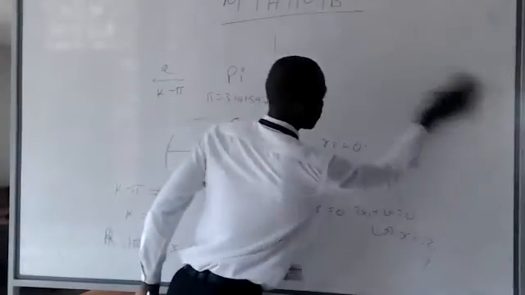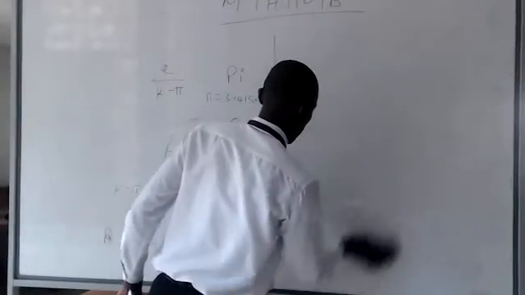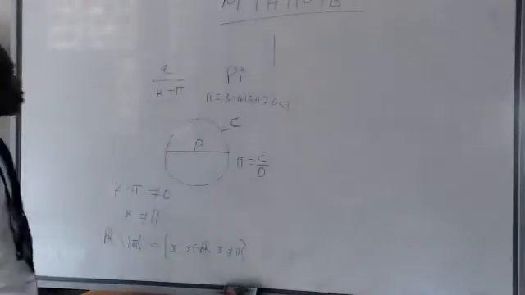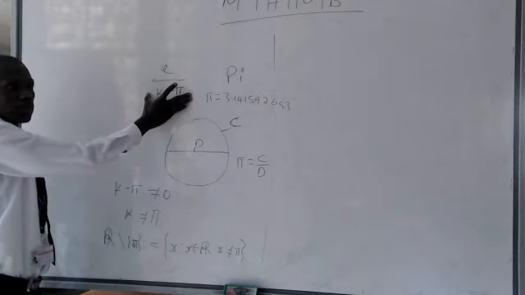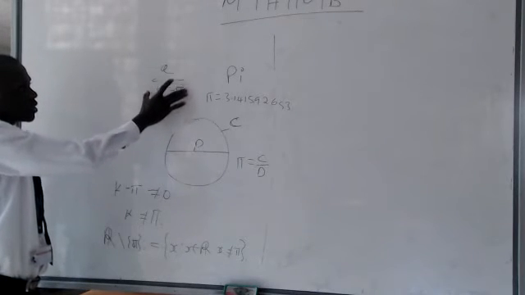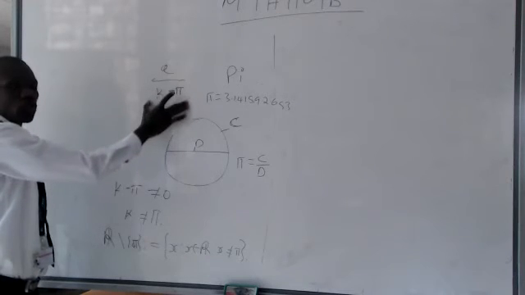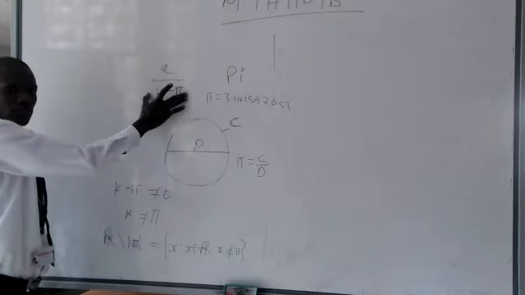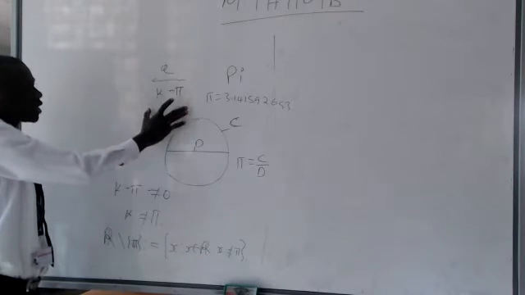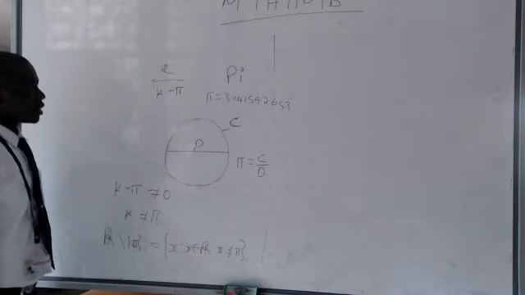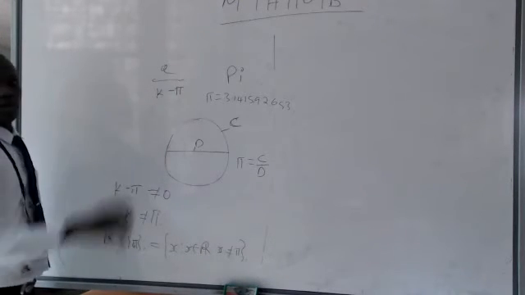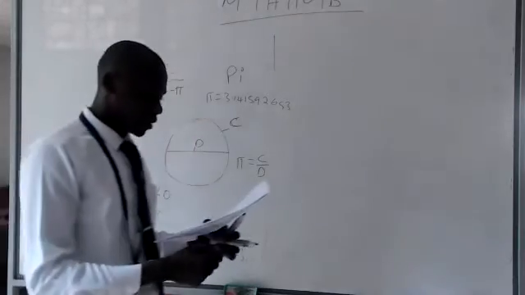So for all rational functions, always check when the denominator is 0, the function will not be defined because we'd be dividing by 0. All rational functions exclude the zeros of the denominator from the real line to get the domain. So here the zero is pi, therefore we remove pi from this domain. So this function will be defined everywhere except at pi.